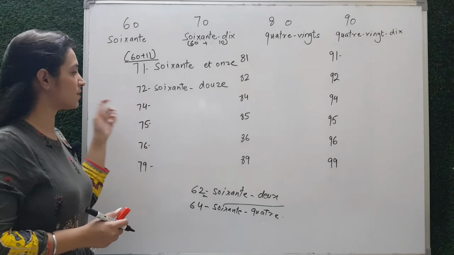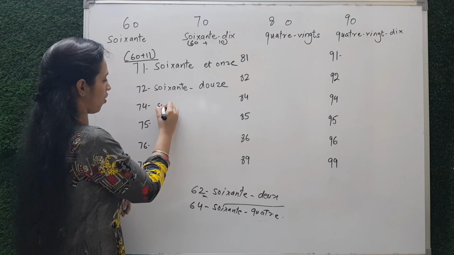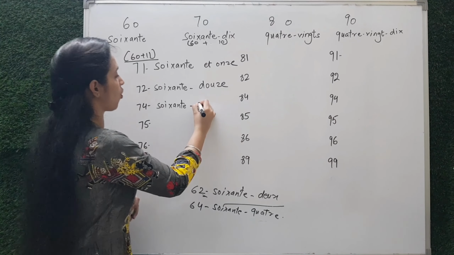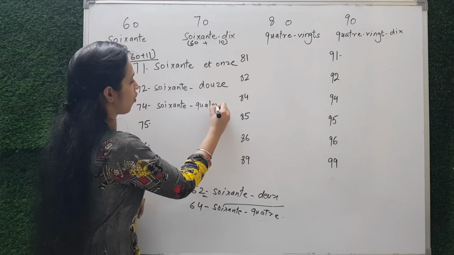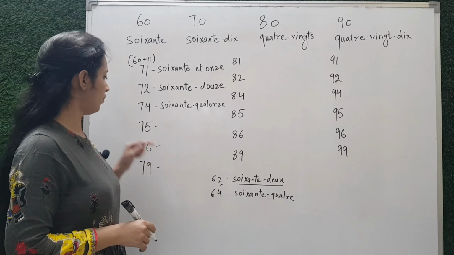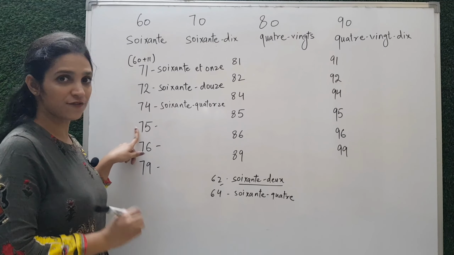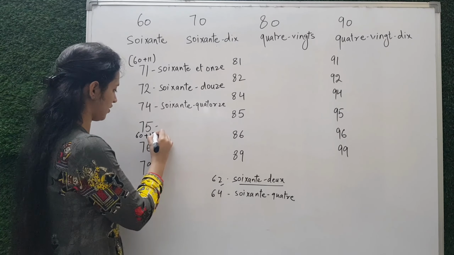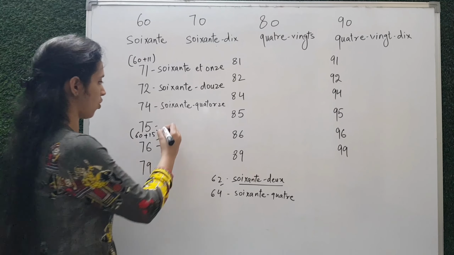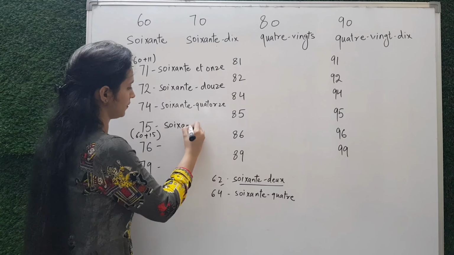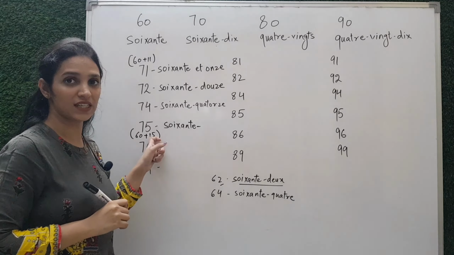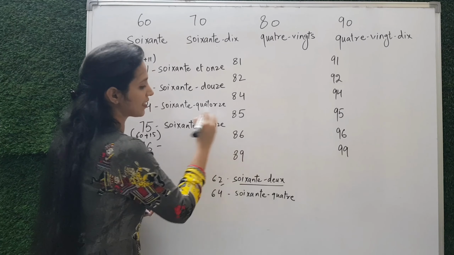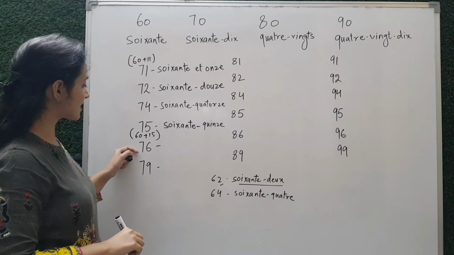So how will we do this? Please practice side by side. Soixante. What is 14? 14 is quatorze. Soixante-quatorze. So now it is 75. So 75 is 60 plus 15. So 60 is soixante. So we will write soixante. And what is 15? It is quinze. Soixante quinze.